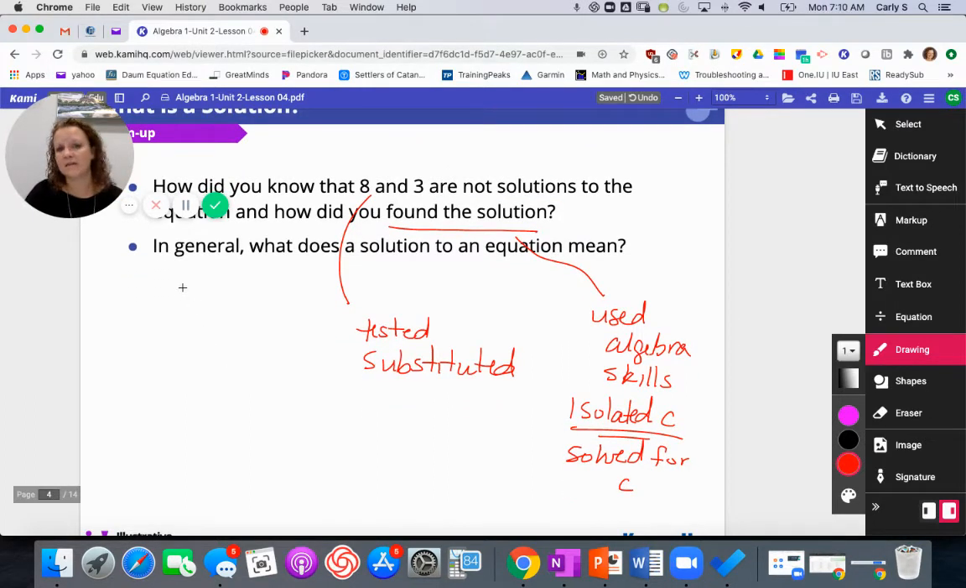In general, what does a solution to an equation mean? It's the value for the variable that makes the equation true.